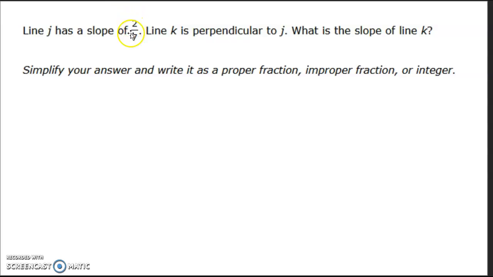Line J has a slope of 2 over 7. Line K is perpendicular to that. When I see the word perpendicular, the first thing that pops into my mind is opposite reciprocal. Oops, I teach math. Reciprocal, that's spelled right. All right, what is the slope of this line? So I need to take this slope of 2 over 7 and make an opposite reciprocal of it.